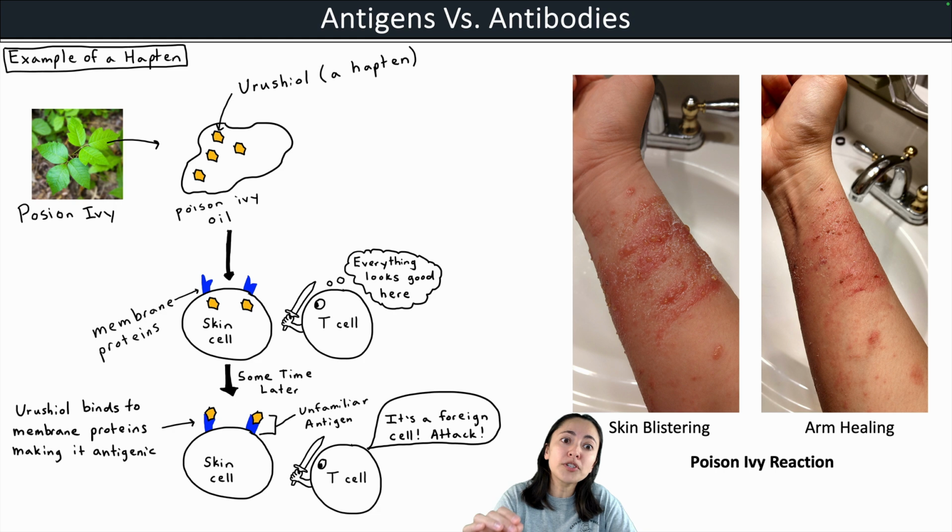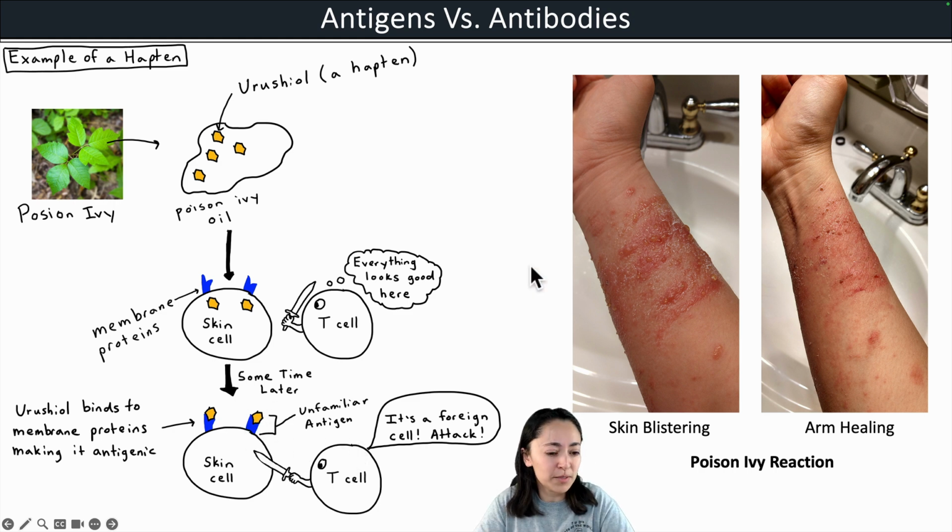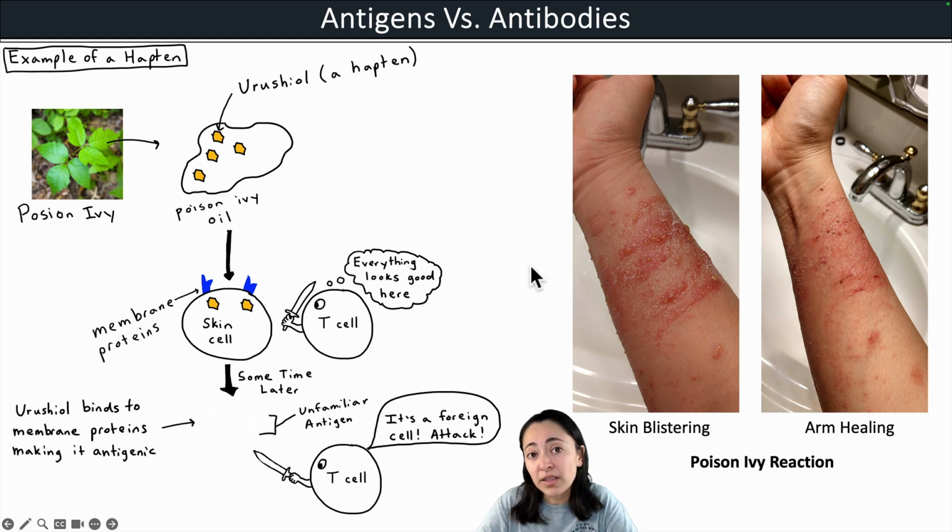So again, urushiol is a hapten. By itself, it is not antigenic. It does not cause an immune response. It's only after urushiol binds to a larger protein in your body that your immune system recognizes that as foreign and causes an immune response. This is why, if you wipe off the poison ivy oil quickly after exposure, it lessens the chance of an immune response. However, if you let it sit on your skin too long, that can result in the immune response and blistering that you see in this image here.